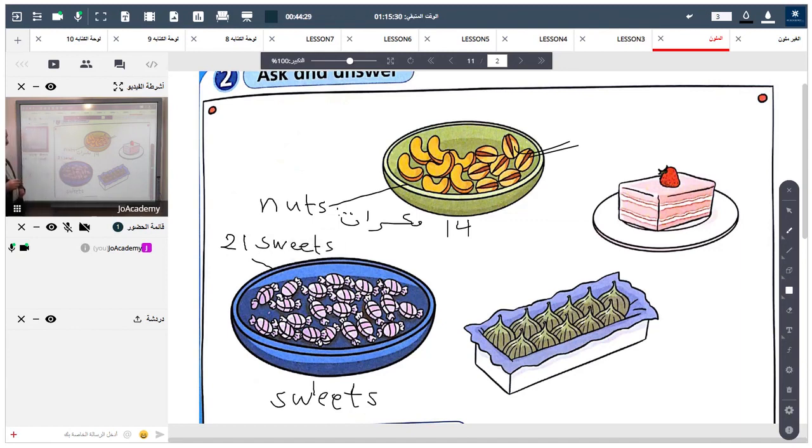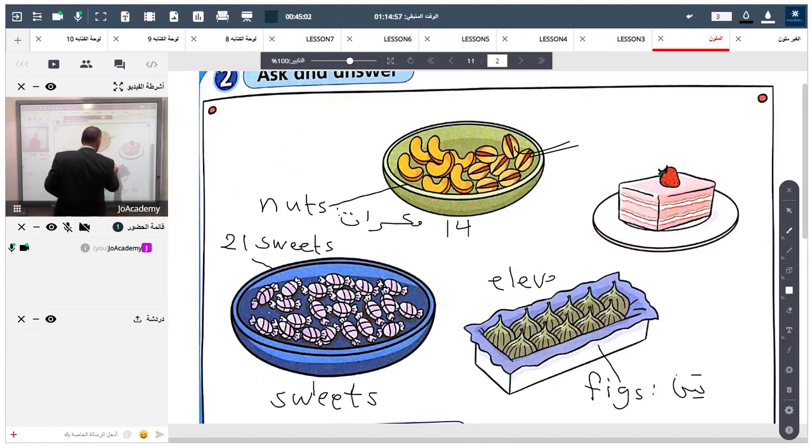There are 21 sweets. Now what is this? It's a kind of fruit. It is a fig. These are figs. Figs means in Arabic. How many figs are there? 1, 2, 3, 4, 5, 6, 7, 8, 9, 10, 11. There are 11 figs.